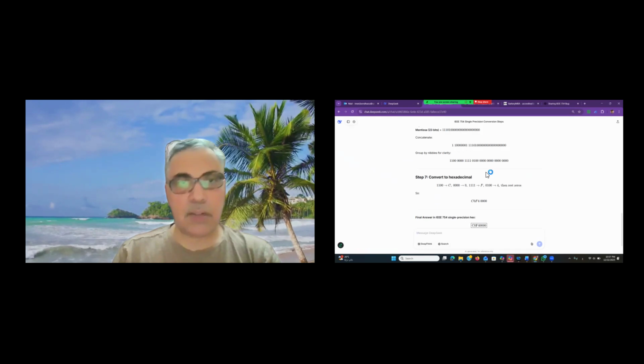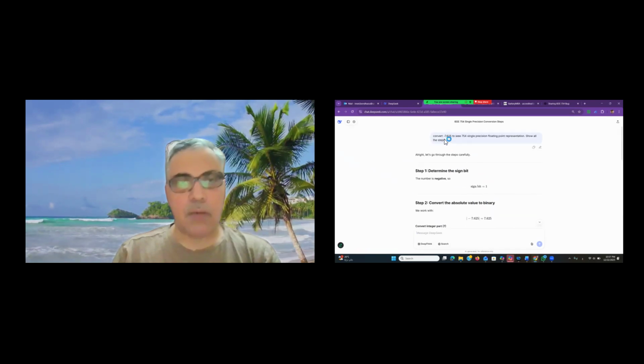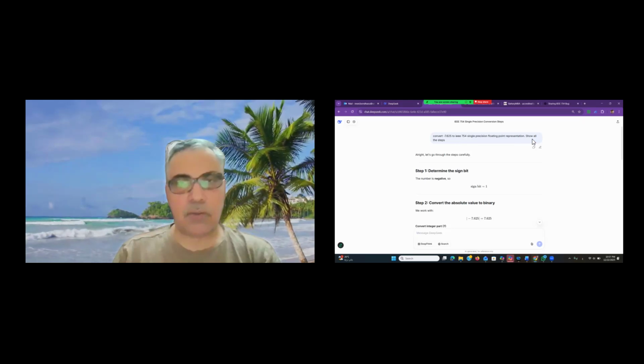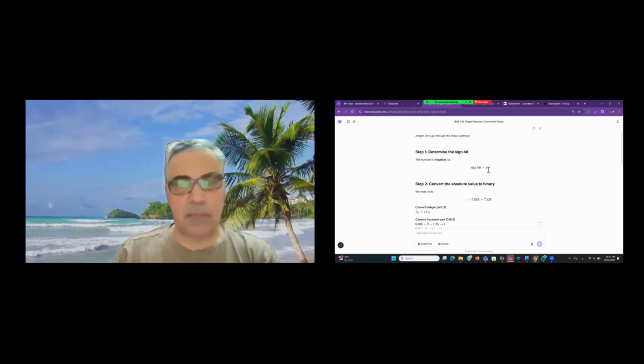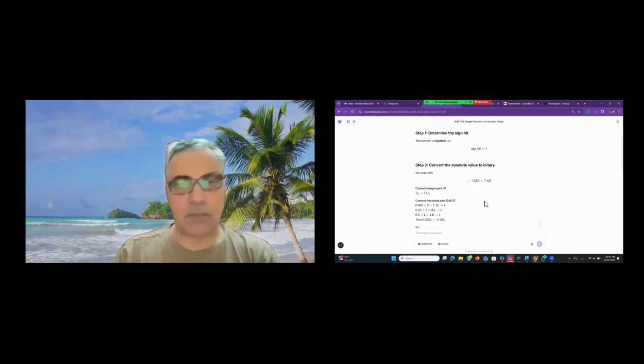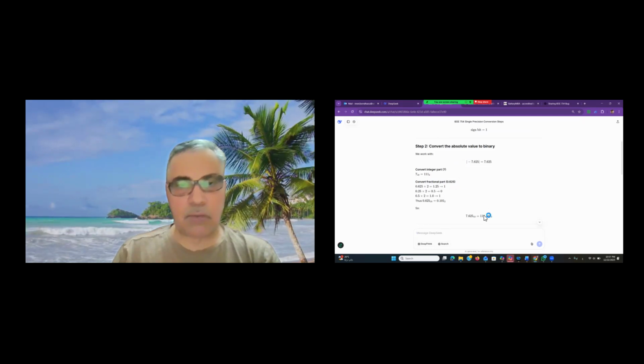Now I ask the same thing with DeepSeek. So here DeepSeek, I ask it to convert. So that was the prompt. Convert -7.625 to IEEE, and then I ask it to show all the steps. So the first step, it took the sign bit, which is equal to 1, and then it started working with a positive number. So it converted correctly 7, and then 0.625, the fractional part, was correctly converted.